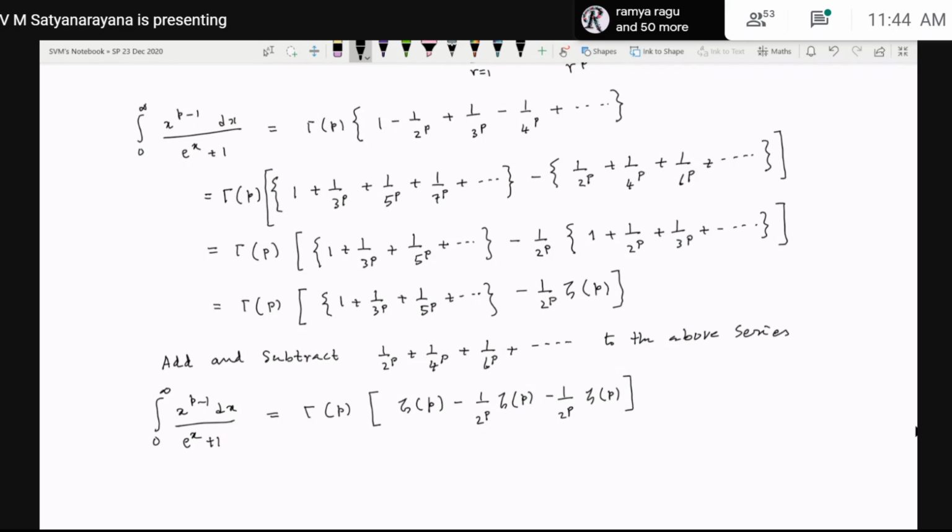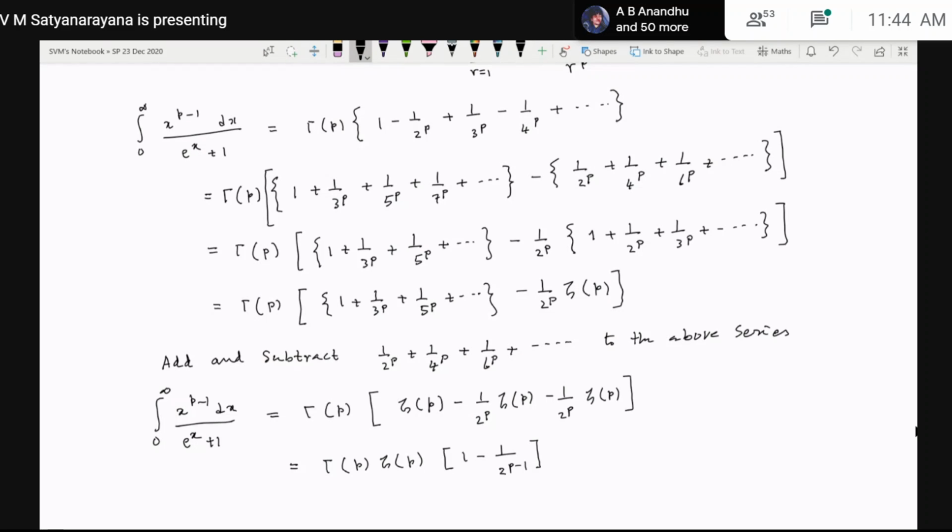So this integral is gamma of p into zeta of p into 1 minus 1 by 2 to the p minus 1, because this is 2 by 2 to the p. So 1 minus 1 by 2 to the p minus 1. So this is the general result.